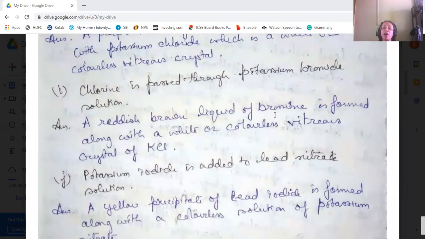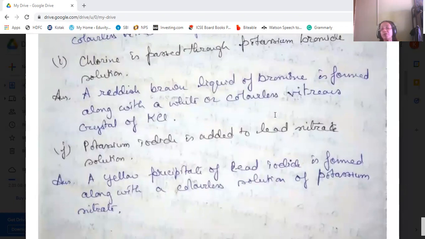Then potassium iodide is added to lead nitrate, and a yellow precipitate of lead iodide will be formed, and that will be seen in a colorless solution of potassium nitrate.